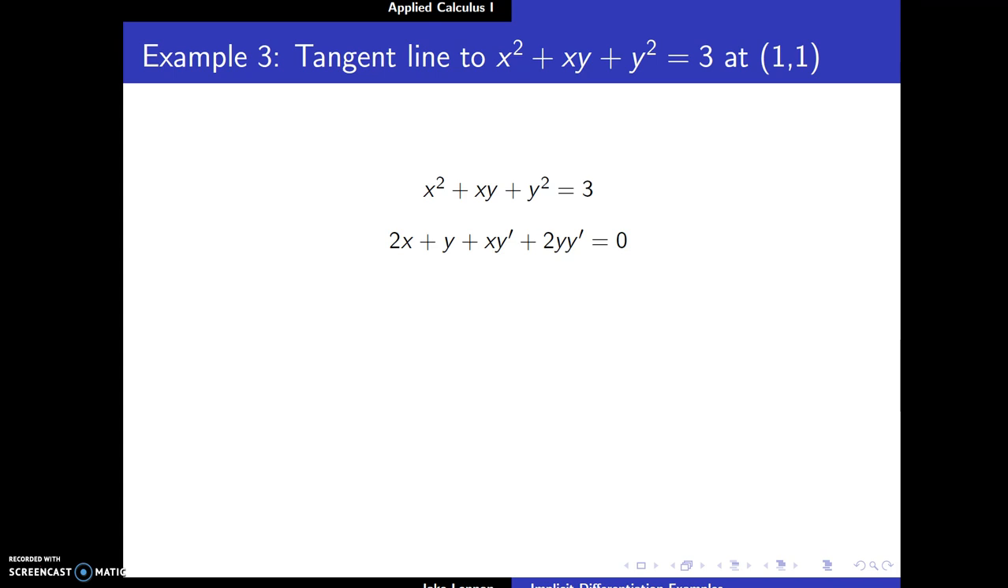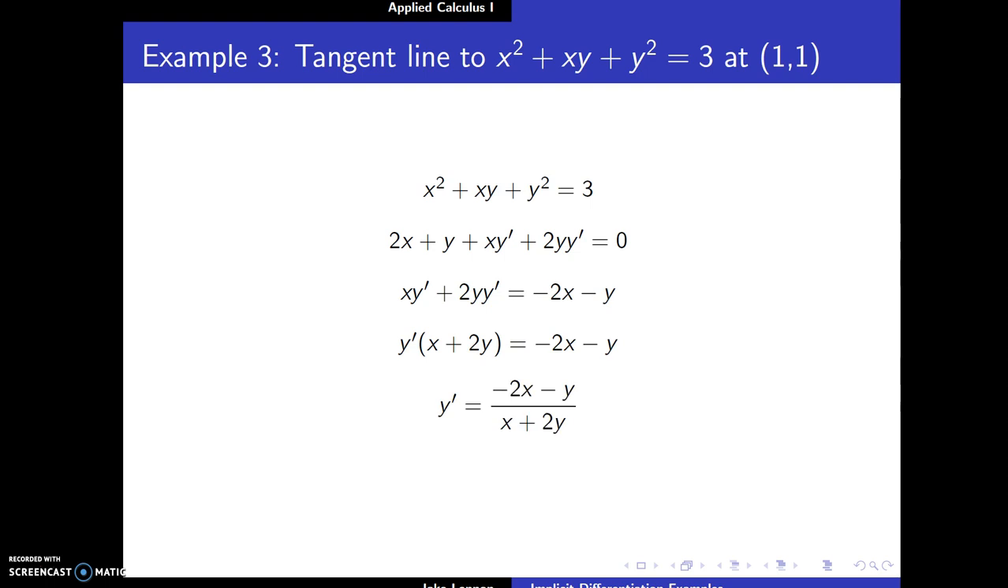And then taking the derivative of y squared is 2y times y prime. And the right-hand side, the derivative of 3 is equal to 0. So same game, subtract 2x and subtract y. And then on the left-hand side, we have xy prime plus 2y y prime. So we can factor a y prime out. And we'll have x plus 2y times y prime, which is the quantity we'll divide by. Okay, so that's our value of the derivative.